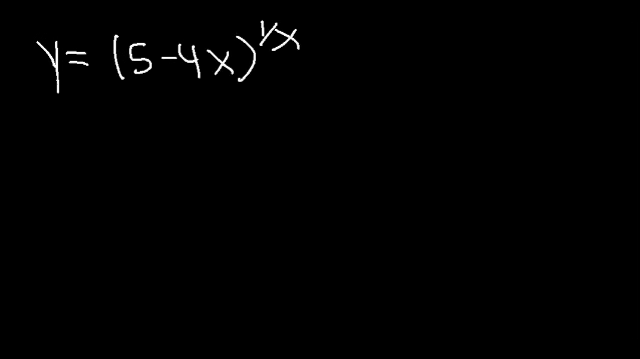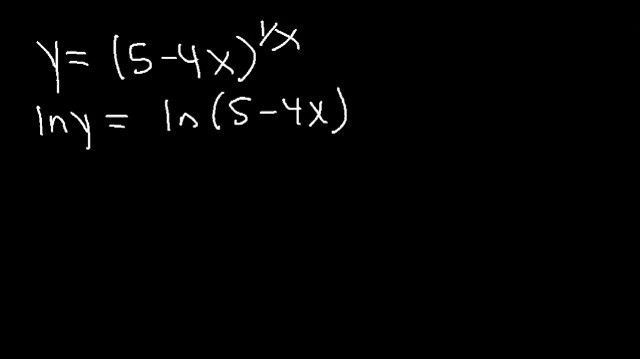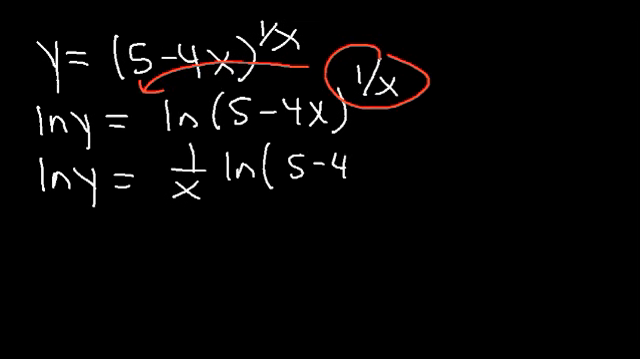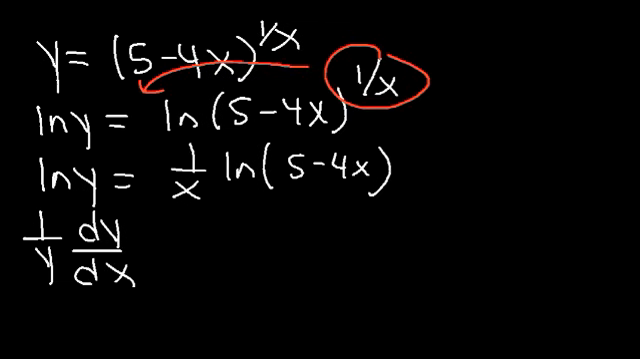Now let's try one more example relating to this. Let's say y is equal to 5 minus 4x raised to the 1 over x. So let's use logarithmic differentiation again. So it's ln y equals ln of 5 minus 4x raised to the 1 over x. So now let's move this to the front. So it's ln y is equal to 1 over x times ln 5 minus 4x. So now we need to use the product rule again. On the left side, we know it's going to be 1 over y times dy dx. Now, according to the product rule, let's differentiate the first part of the function.